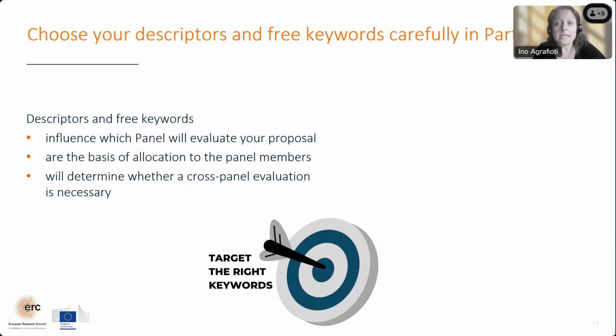Okay, so as I said before, very often when we actually do the assignment, we don't have access to your part B1. So we really depend on your information in part A. You need to make sure that you put the descriptors and free keywords that really characterize your proposals. It could influence which panel members will evaluate your proposal. They are a basis of the allocation, and will determine whether a cross-panel review evaluation is necessary.